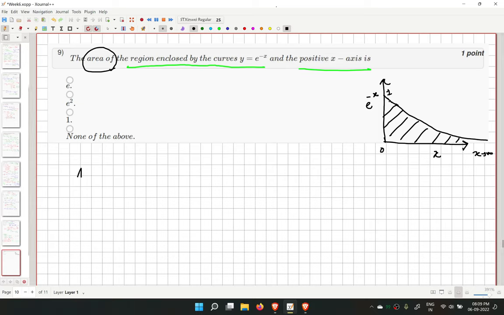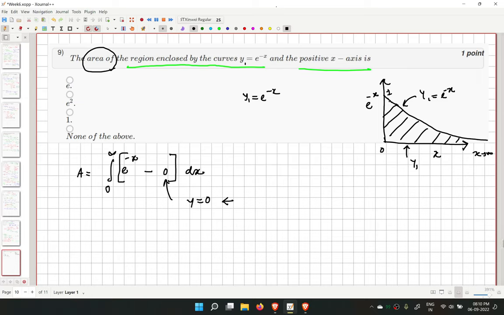Right, so let us denote it by A, and we can simply write it as the integral from 0 to infinity of e to the power minus x minus 0 dx. So this 0 is actually y equal to 0, and let us call it y1 equal to e to the power minus x, and this to be y2 equal to 0, which is the equation of the x-axis. So what will be this integration? This will be the integral from 0 to infinity of e to the power minus x dx.